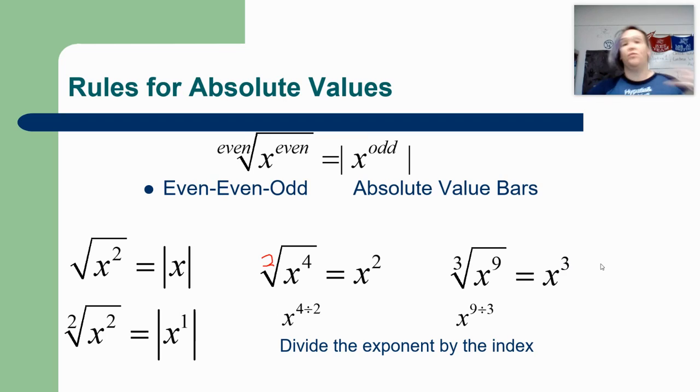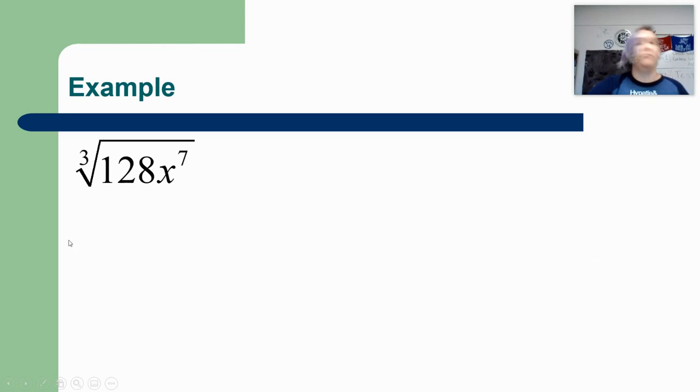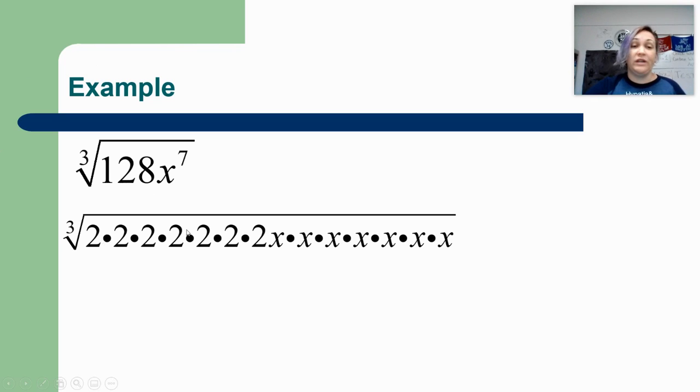All right, let's try a big problem with numbers and variables. So let's try this problem. I'm going to take my 128 and do a factor tree, get it down to its prime factorization, which turned into a whole bunch of 2's. Now, again, for your variable, you can do 7 divided by 3. It doesn't go evenly, but that's okay. If you have a remainder, then those will remain inside of your radical sign. Or if you're a visual person, you can write out your 7 letter X's. Make sure to pay attention to your index in this chapter.